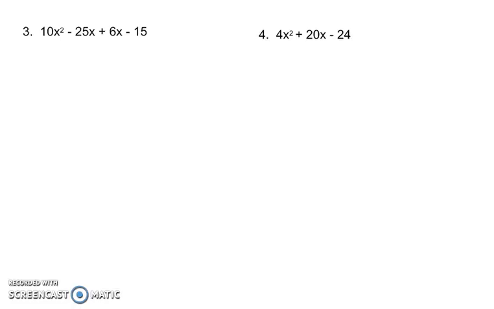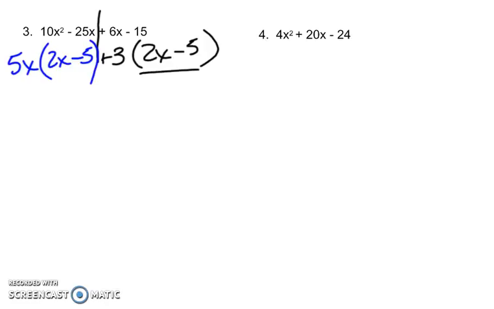So given that we have 4 terms, if we split it in half, we can factor it still by grouping. So 10x squared minus 25x. The GCF on this left side is going to be 5x, leaving us with 2x minus 5. On the right side, that GCF is going to be 3, leaving us with 2x minus 5. So a common factor, which tells me we did something correct.